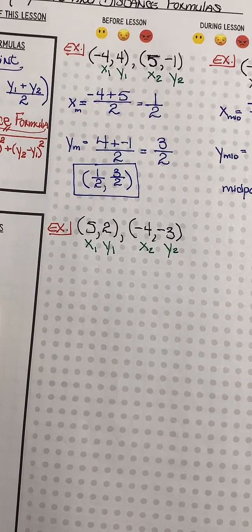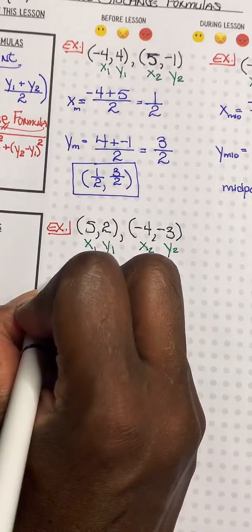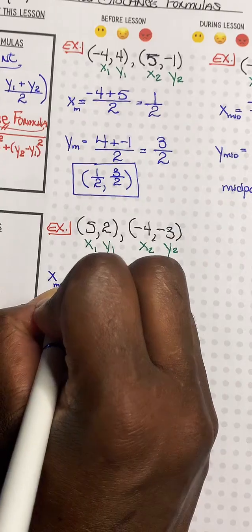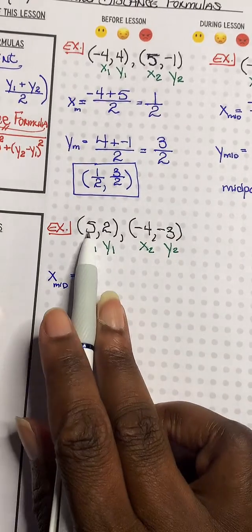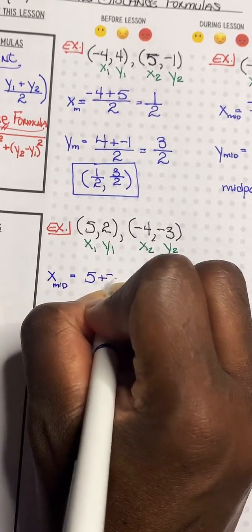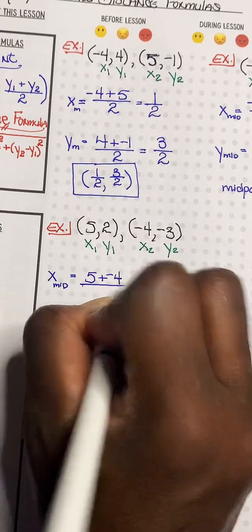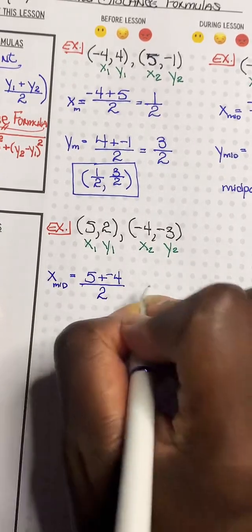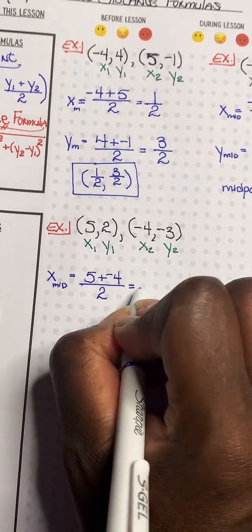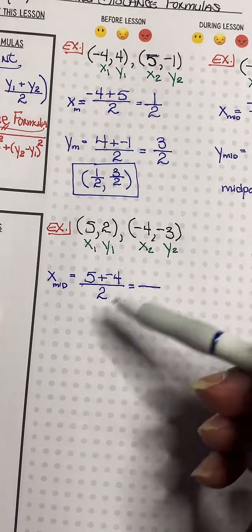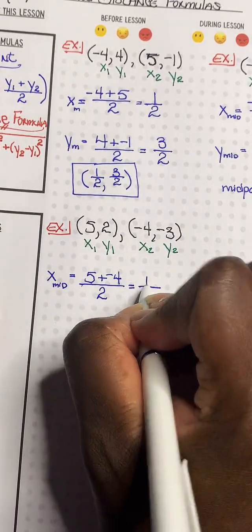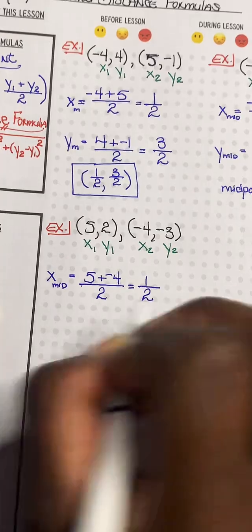All right, so now let's take a look. We're trying to find the x and the y value of our midpoint. So in order for me to do this, I need the sum of my x's. So I have my 5 plus -4. You're always adding them. And it's always going to be divided by 2 because you're trying to find the middle, hence the word midpoint. So 5 plus -4, that gives me 1. And it's going to be 1 over 2.